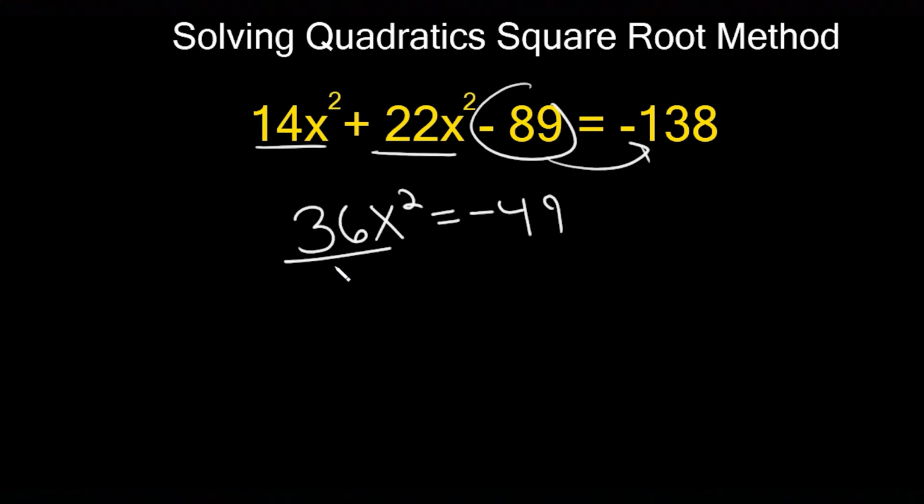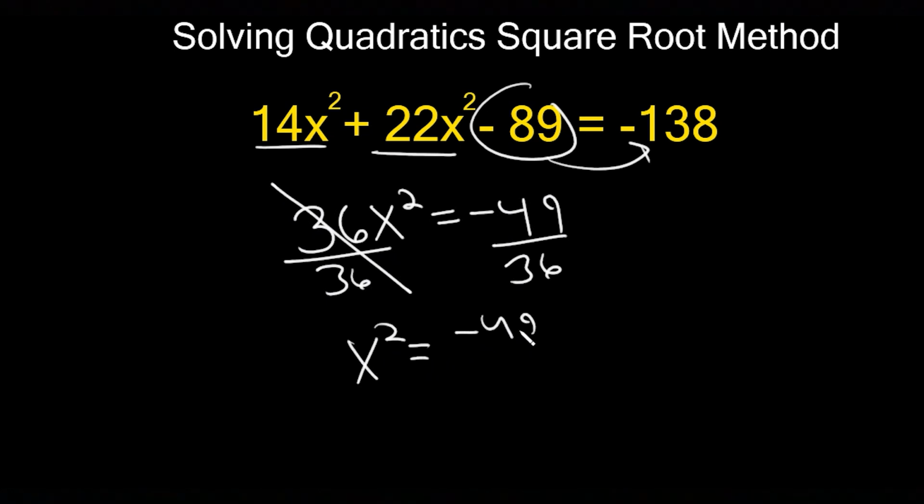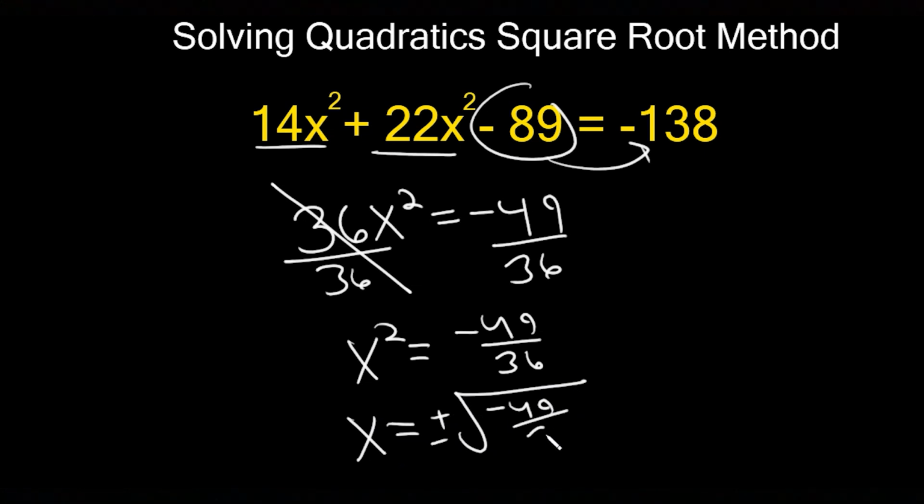Then I'm going to divide by 36. Okay. I'll go ahead and write it out. That way you can see it. Then we get x squared is equal to negative 49 all over 36. From here, we want to take the square root on both sides. And that will get rid of my exponent here. So I get x is equal to plus or minus square root of negative 49 all over 36. And again, to take care of that negative, we're going to pull out an i. And then our numbers will be positive in here.